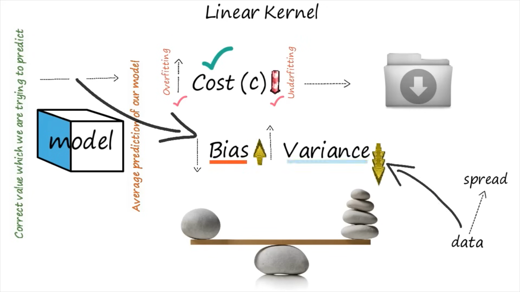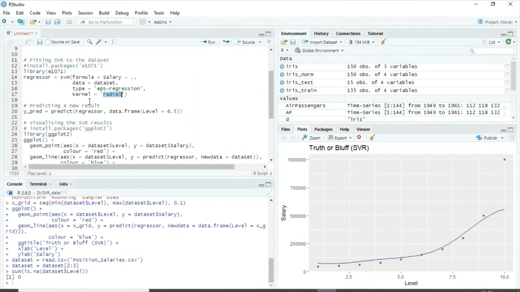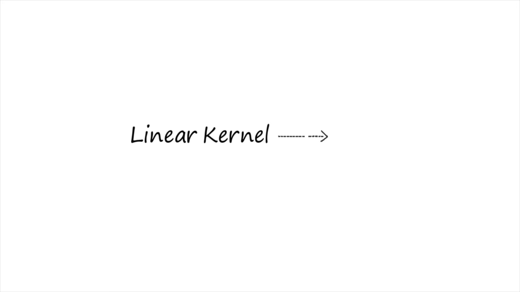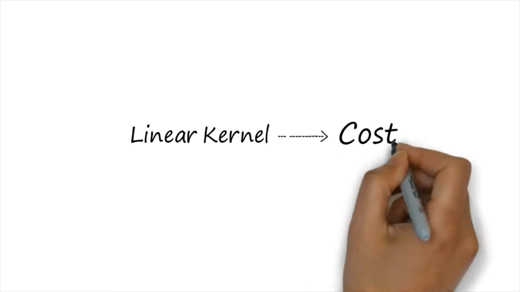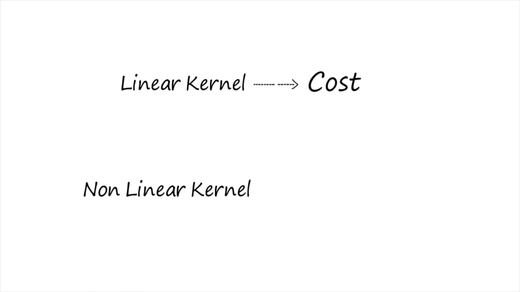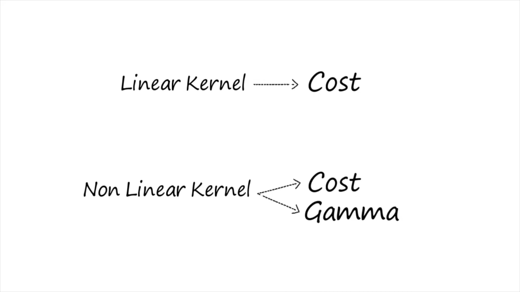Now if a nonlinear kernel is used, in our case we have used a nonlinear kernel known as the radial basis kernel, two parameters are used for fine tuning. One is cost and one is gamma. Whenever I am talking about a linear kernel, we only have to be concerned about the cost. However, whenever we are talking about a non-linear kernel, such as the radial basis kernel, we have two parameters, cost and gamma. What is cost? I have explained that. Now what is gamma?